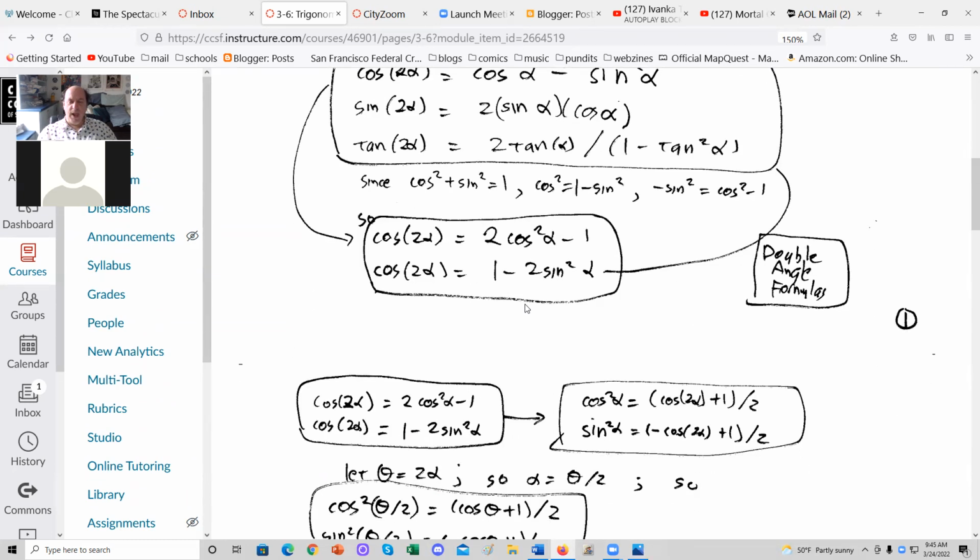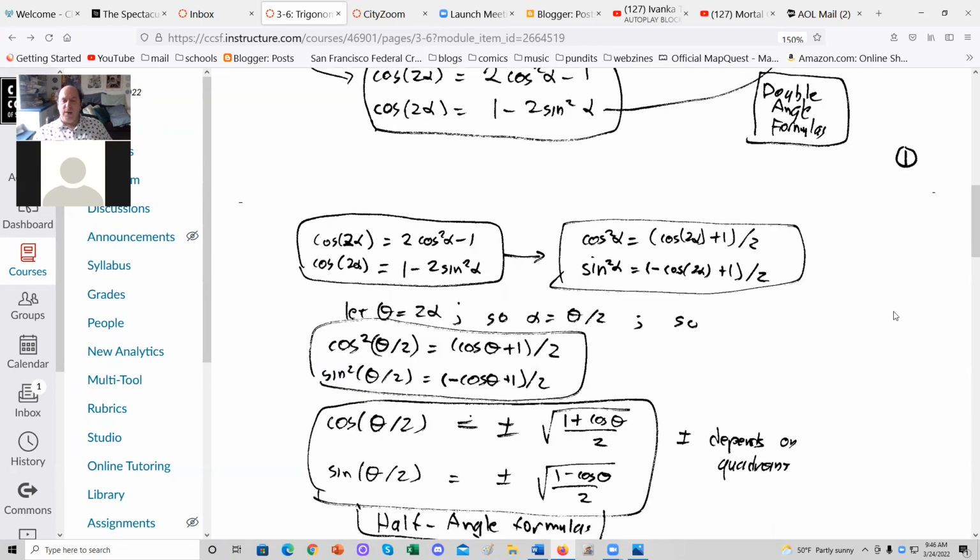Now, this means that from here, we could solve for the square of cos alpha and of sine alpha. From cos 2 alpha equals 2 cos squared minus 1, we can transpose the 1 and divide by 2 and get that cos squared alpha equals cosine 2 alpha plus 1 all over 2. From here, we could subtract 1 from both sides and divide both sides by minus 2 and get sine squared alpha equals minus cosine 2 alpha plus 1 all over 2.